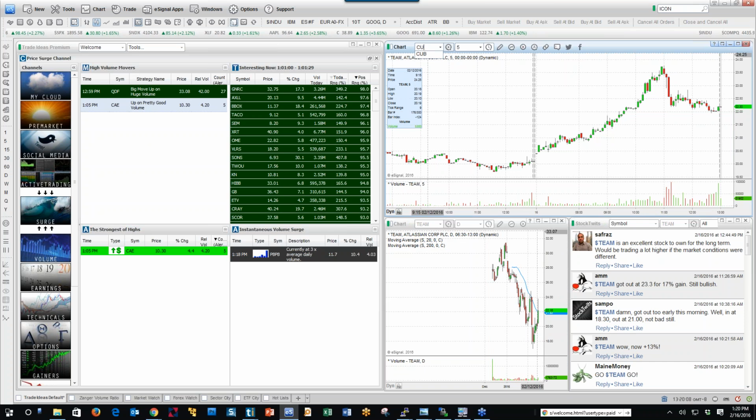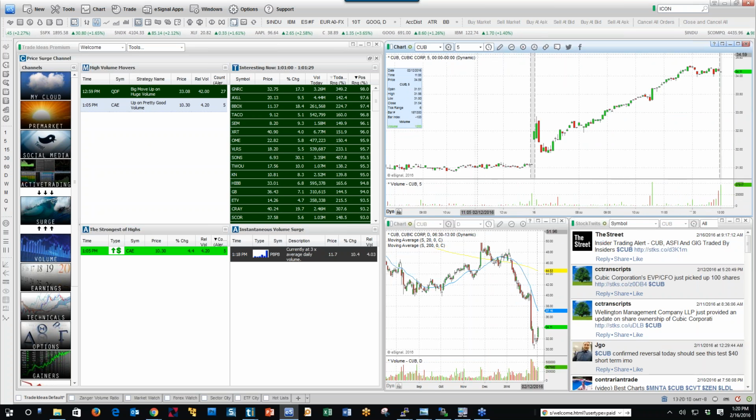Coming over here, another one, CUB. This was one that I found on the surge, and it just continued all day. It was a real nice identification, and the nice thing about many of the windows in the surge channel is there's a lot of confirmation that you'll see. You may see something here in the high volume movers window, and then you may see it again coming through in the strongest of the highs. Maybe an instantaneous volume surge also happened. And so when you have that confirmation of different symbols, that's really a good sign, in my opinion, as well.